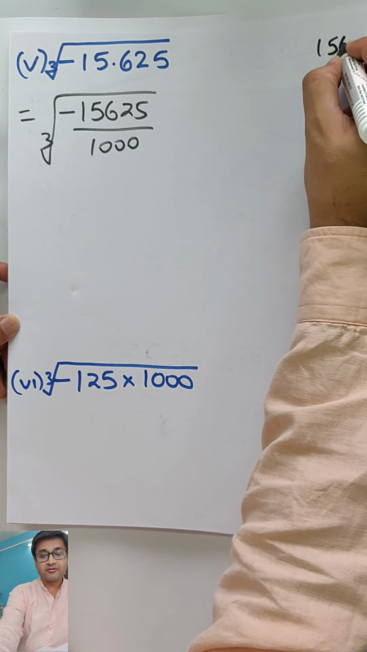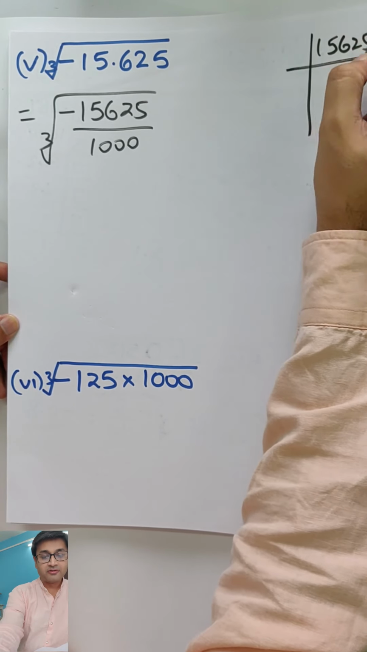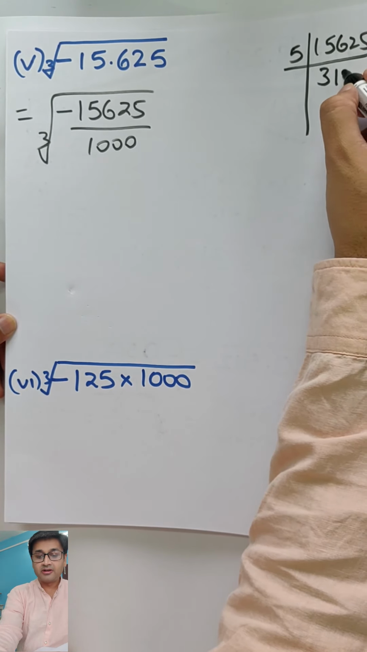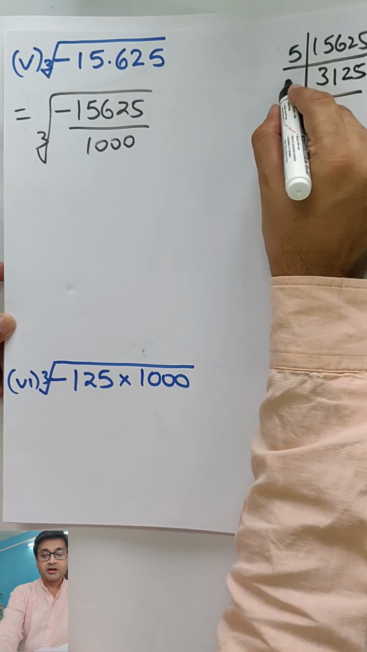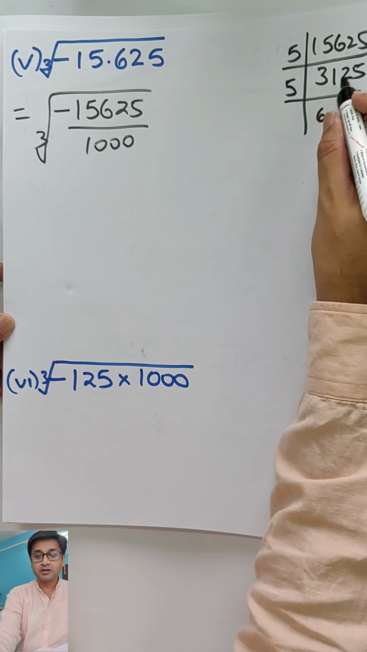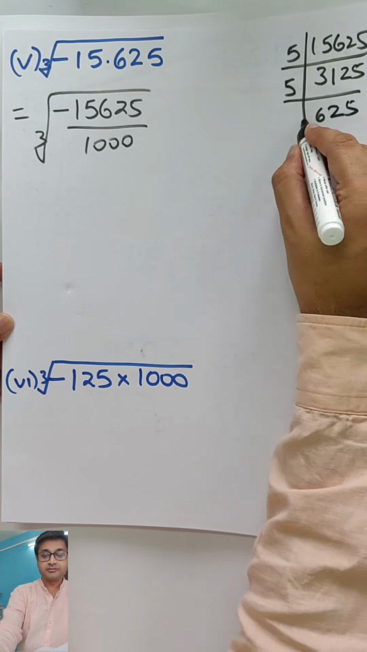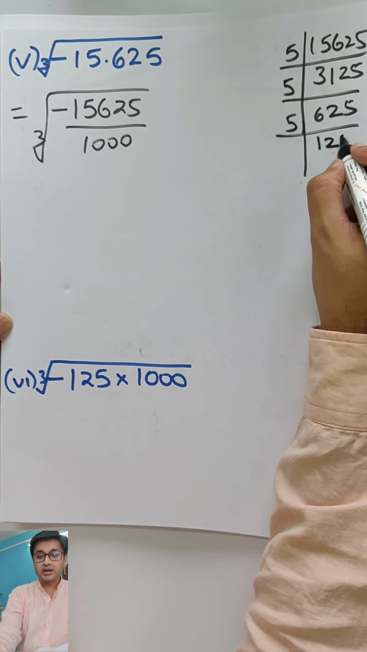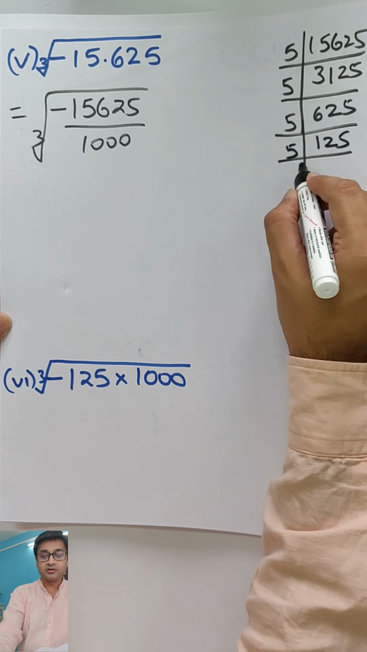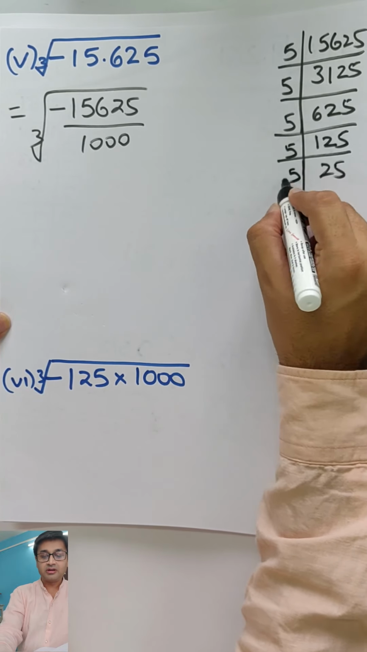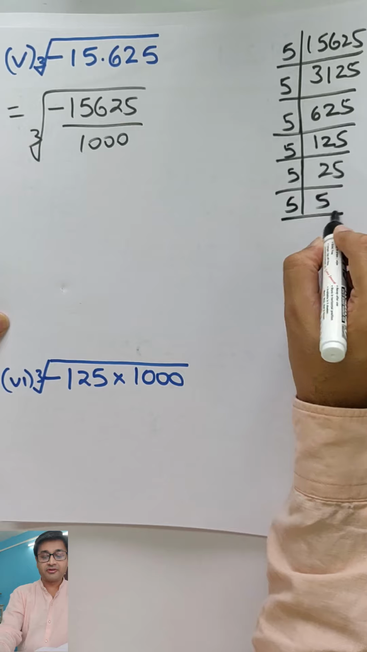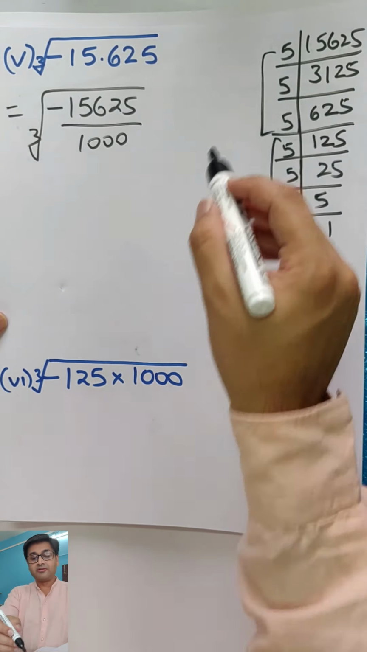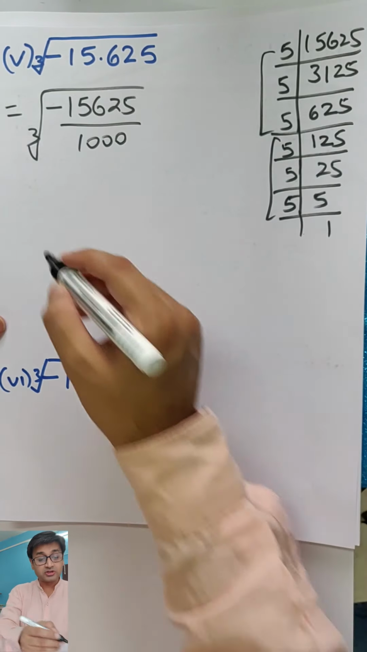Now factors. 15625, obviously going in 5. 5 3s are 15, 5 1s are 5, 5 2s are 10 and 5 5s are 25. Again 5 6s are 30, 5 2s are 10 and 5s are 5. 5 1s are 5, 5 2s are 10. So 125. Again it goes in 5, 5 25, 5 5 and 5 1. So I get 5 six times. So 1 5 over here, 1 5 over here, that means 25.